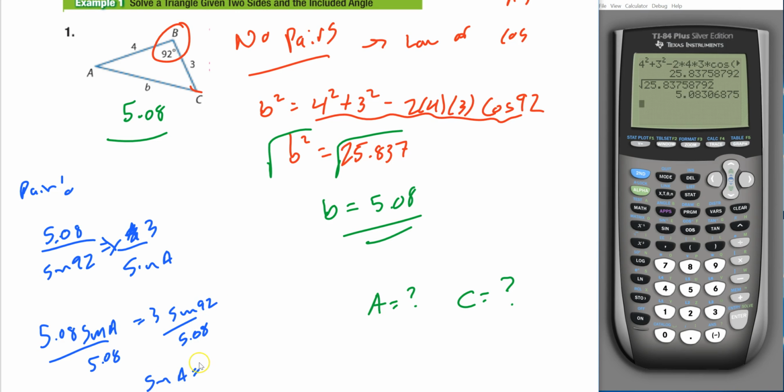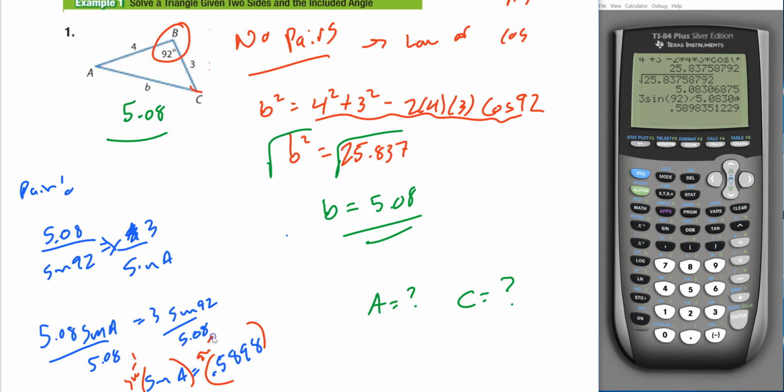Sine of a equals 0.5898. Remember, I gotta get rid of sine. I want a, not sine of a. So sine inverse. And a equals, let's do sine inverse here of the answer, 36.15, if you round it correctly, degrees. So that's what a is.